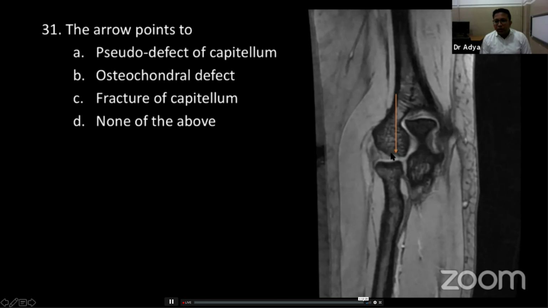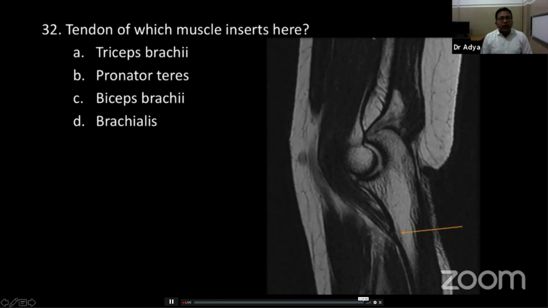So the pseudodefect of the capitellum is usually seen on the posterior non-articular surface of the capitellum, which can mimic an osteochondral defect or fracture of capitellum, but again it will be outlined by a thin hypointense preserved cortical outline. So the answer is pseudodefect of capitellum. Now 32, tendon of which muscle inserts here? A, triceps brachii, B, pronator teres, C, biceps brachii, or D, brachialis.